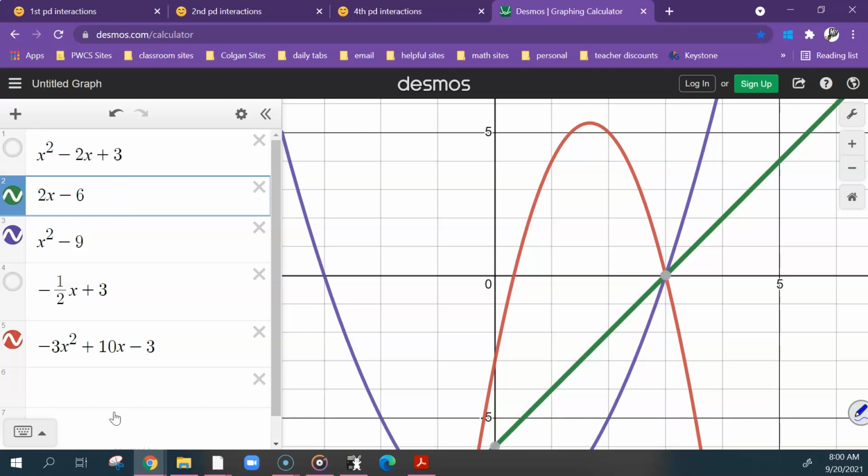The number 2 on this page is very similar to the number 5 we just did, so we're not doing that one.